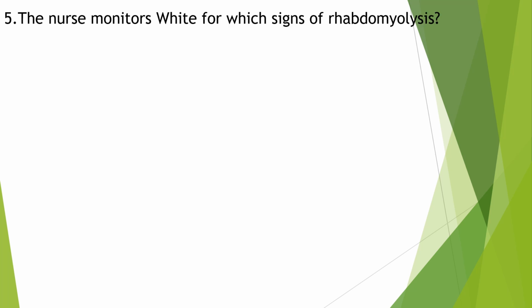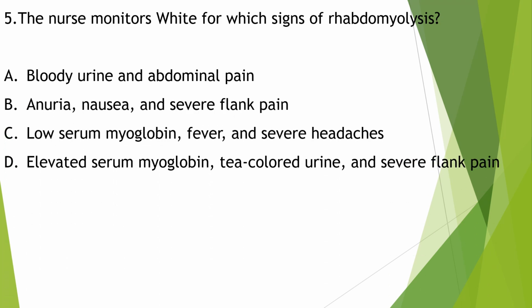The nurse monitors White for which signs of rhabdomyolysis? Bloody urine and abdominal pain, anuria, nausea and severe flank pain, low serum myoglobin, fever and severe headaches, elevated serum myoglobin, tea-colored urine and severe flank pain.